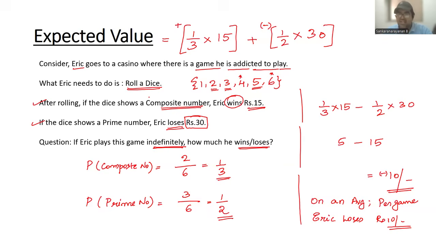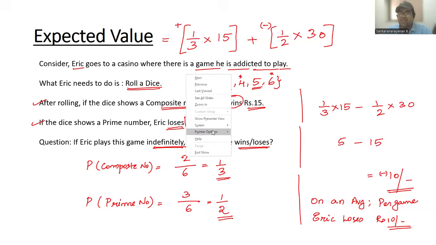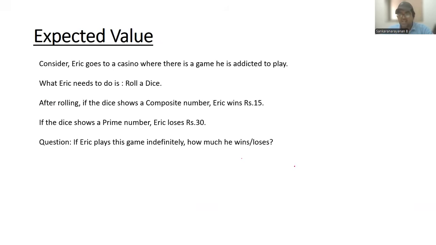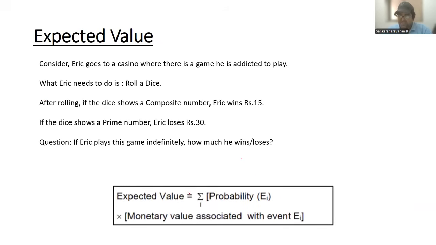So, in a nutshell, I hope that you have taken down these notes, these points. In a nutshell, I will say the expected value is nothing but the summation of: you take the probability, multiply that with the monetary value associated with that event. Like that, you take the summation. If it's winning, take it as positive. If it's losing, take that number as negative. Put them all together, and then you find out the final number that you are getting, just like what you saw.